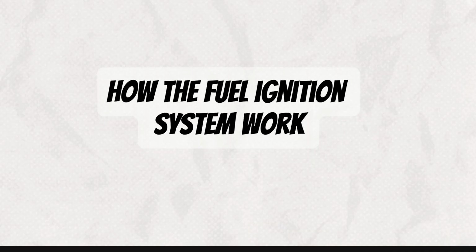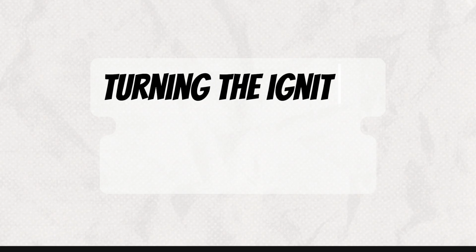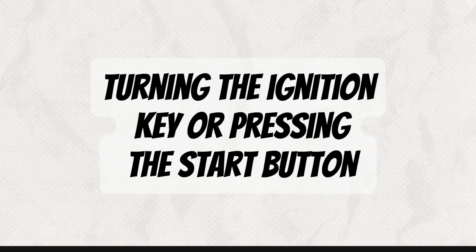How the ignition system works. First step in the ignition system is turning the ignition key or pressing the start button. When the driver turns on the key or presses the start button, it sends the electrical signal from the car's battery to the ignition system.